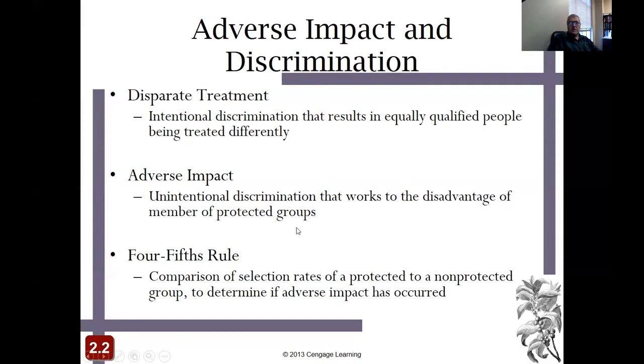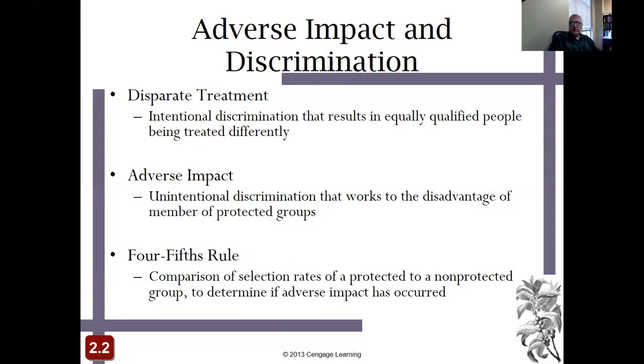So in order to see if discrimination is being done in a particular organization, there are some methods that can be used to confirm that discrimination exists. One of them is the four-fifths rule, which is a comparison of selection rates of a protected group to a non-protected group to determine if adverse impact has occurred.